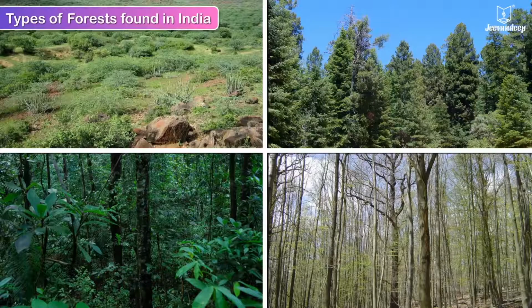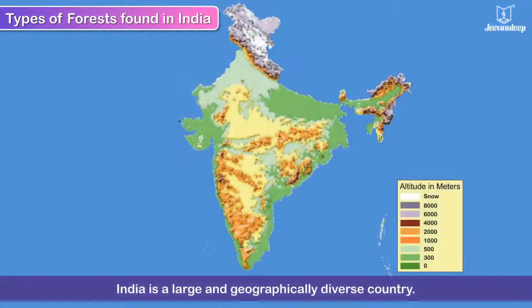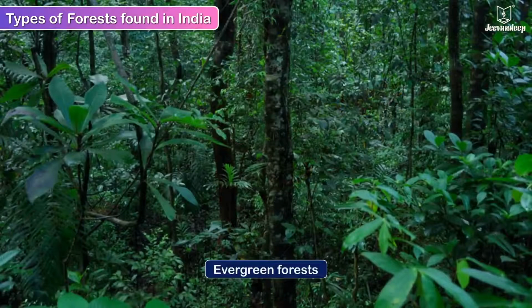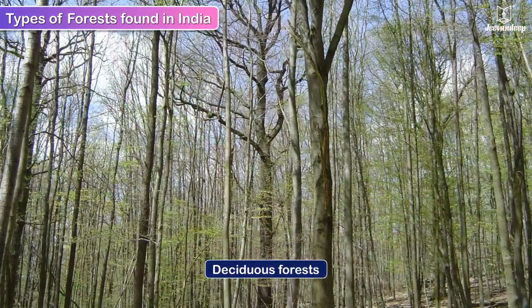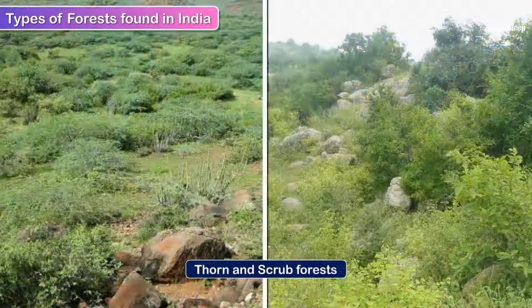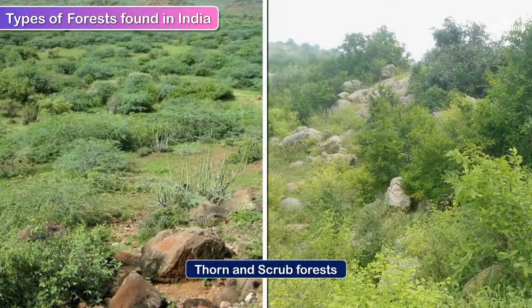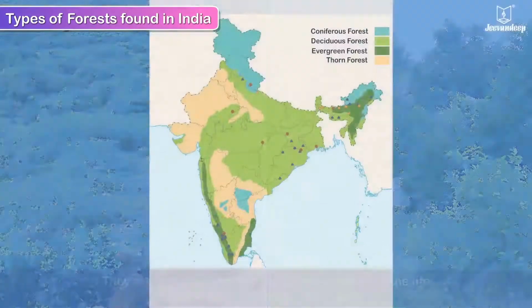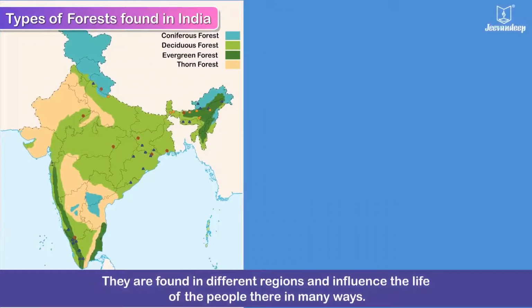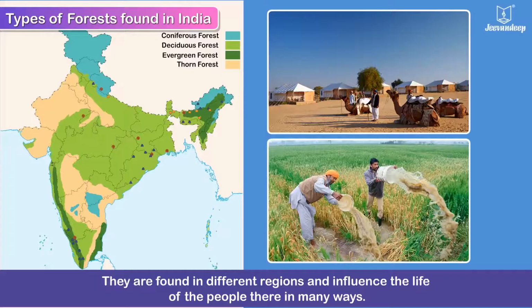Types of forests found in India. India is a large and geographically diverse country. Indian forests include evergreen forests, deciduous forests, coniferous forests, and thorn and scrub forests. They are found in different regions and influence the life of the people there in many ways.